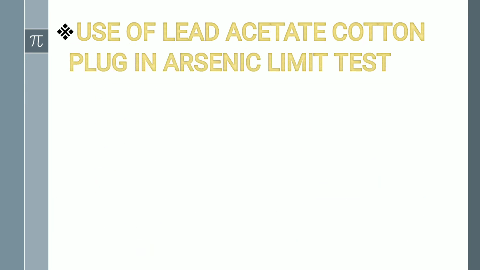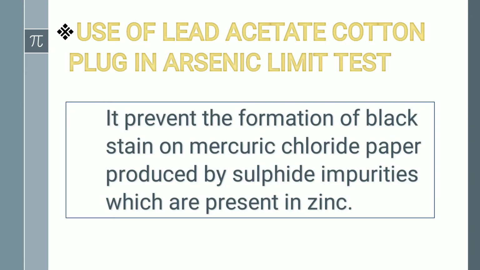Our next reagent is lead acetate cotton plug in the arsenic limit test. Lead acetate cotton plug means we have a lead acetate solution and surgical cotton. We dip the cotton in the lead acetate solution for 5 minutes and then let it dry. So it forms a lead acetate cotton plug. The cotton plug is inserted in the arsenic limit test apparatus tube, and it is used to prevent the formation of black stain on the mercuric chloride paper produced by the sulfidal impurity present in zinc.